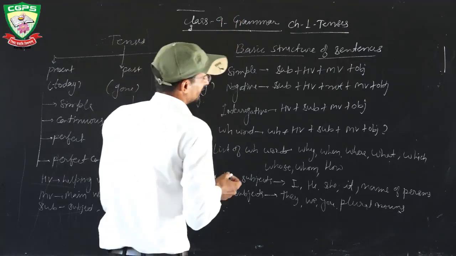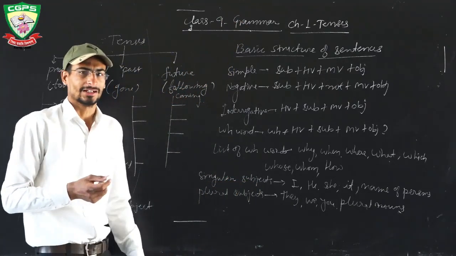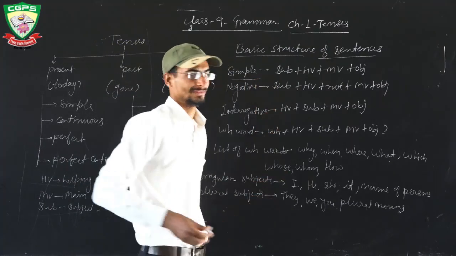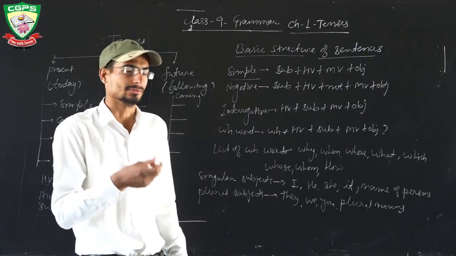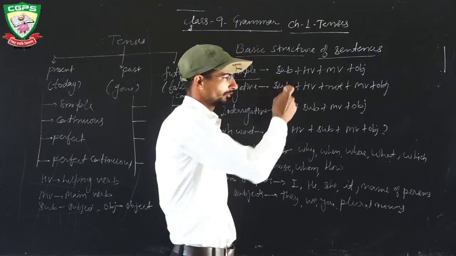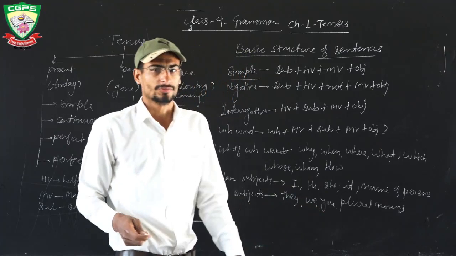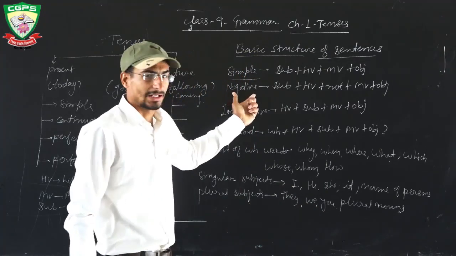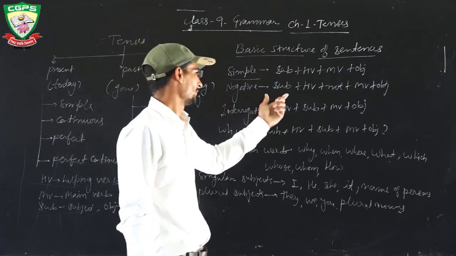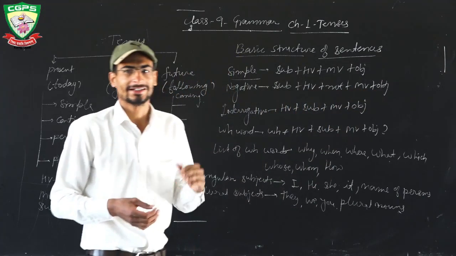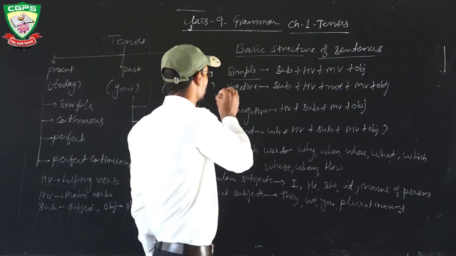So now first the basic structure of the sentence, how the sentence is framed. First is simple type of sentence. Simple type of sentence, that is assertive. So that is also called positive sentence. Subject, helping verb, main verb, and object. Next type is negative type. Negative type: subject, helping verb, not, main verb, and object. When not is added in simple sentence, that is converted into negative.